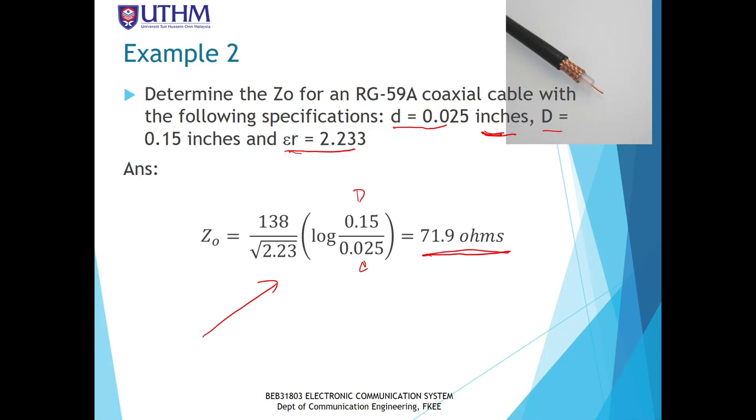So if you put inside the equations, you're going to get Z0 equal to 71.9 ohms.